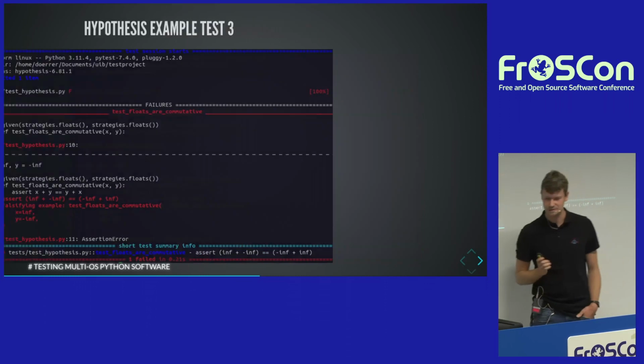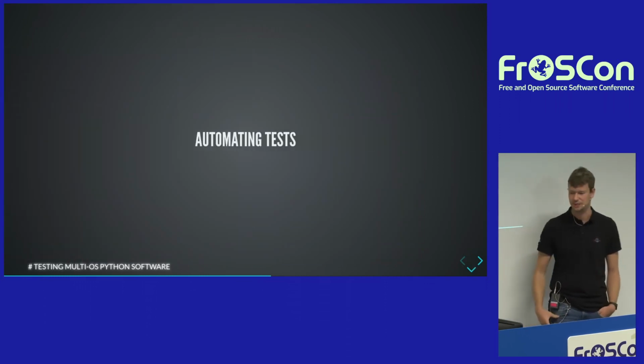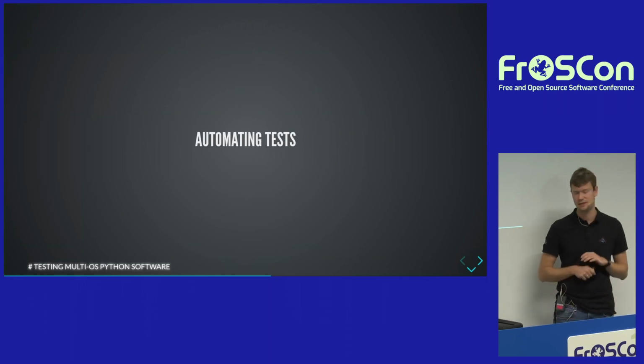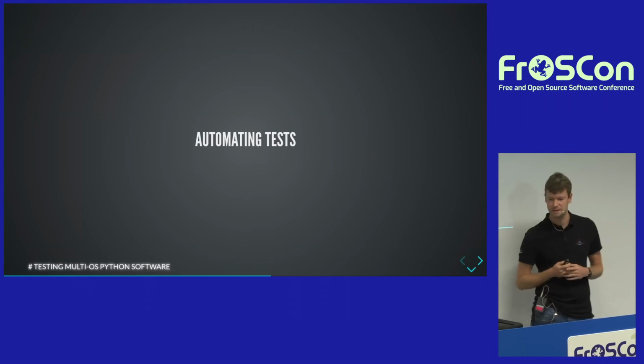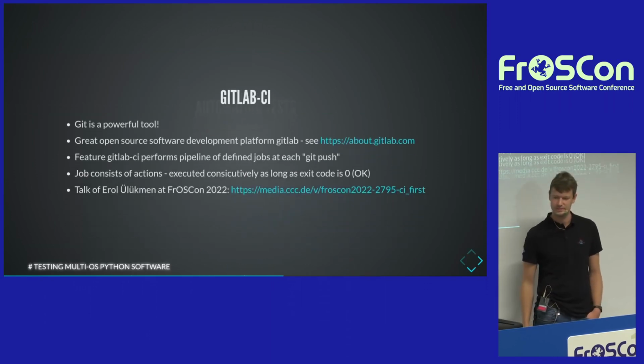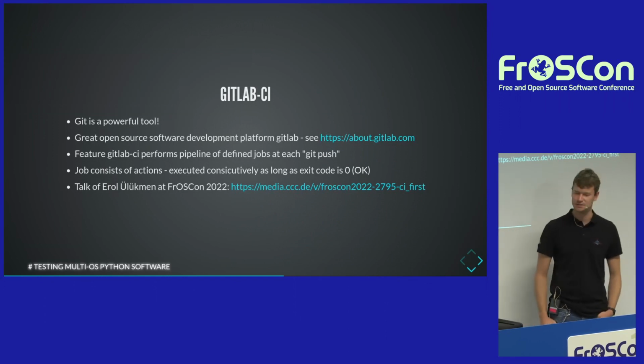So this is hypothesis, and now I'm going to talk about how to automate tests. So testing in itself is pretty useful. You can use it to check whatever you just wrote, or anything. But it's very, very useful to use it in an automated way. And for that, GitLab-ci is one way of doing that.